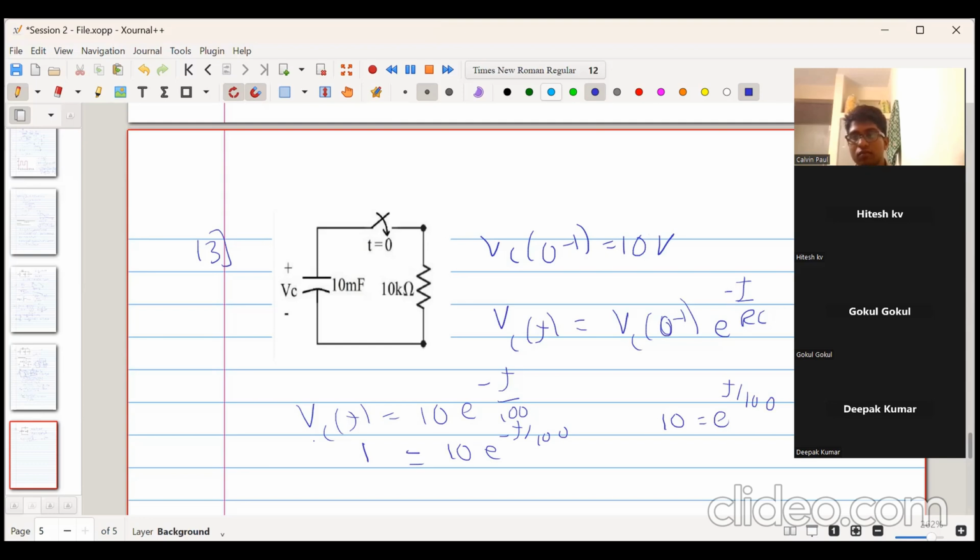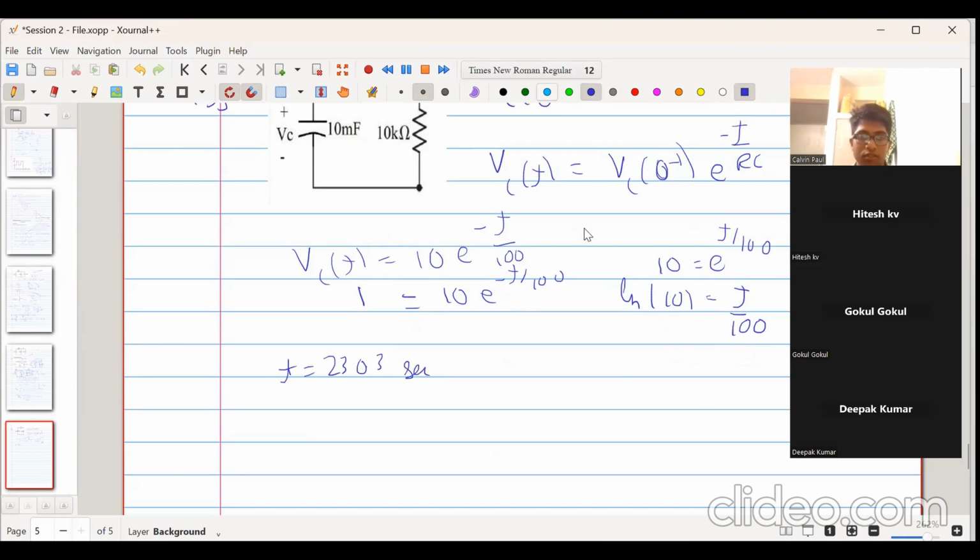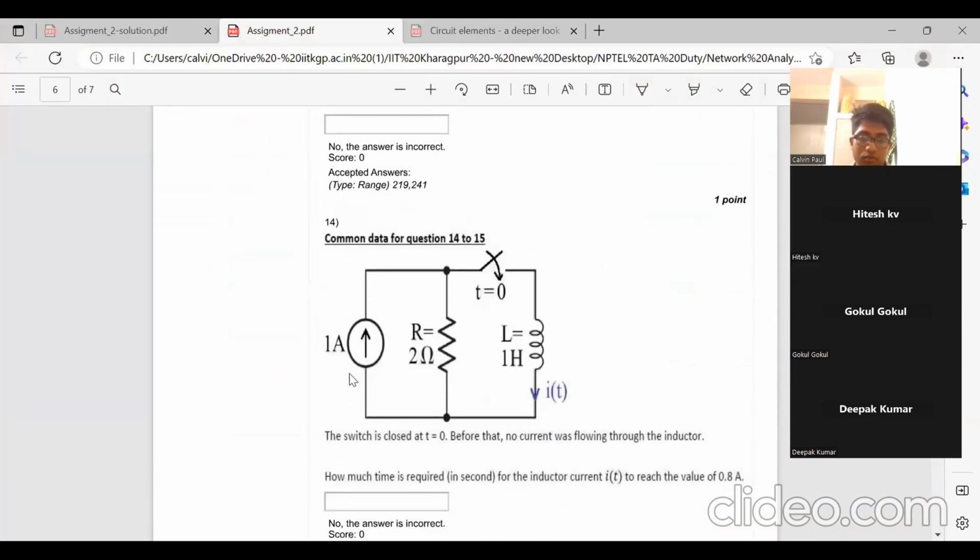Yes, sir. I understood. So what is the value of t then? We need to take the natural log, ln. You take ln of 10 is equal to t upon 100. And if you solve it, you will get t to be 230.3 seconds. Okay? Yes, sir, I got it. 230.3 seconds. We're done with that question. So now this question.